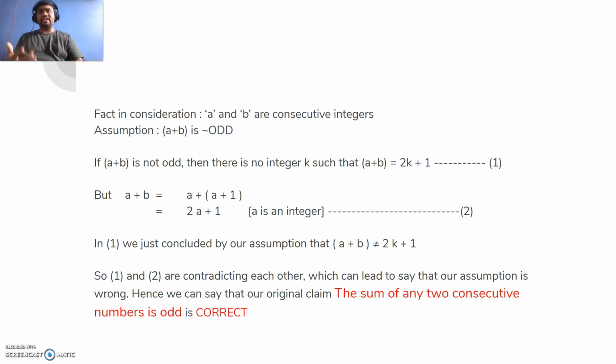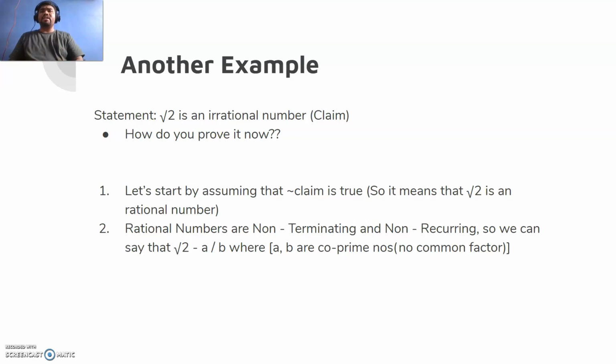Let's understand with another example. In this example, let's say that root 2 is an irrational number. Now that is a claim again. Now how to go about proving it? So let's start by assuming the negation of the claim is true. So it means that root 2 is a rational number.